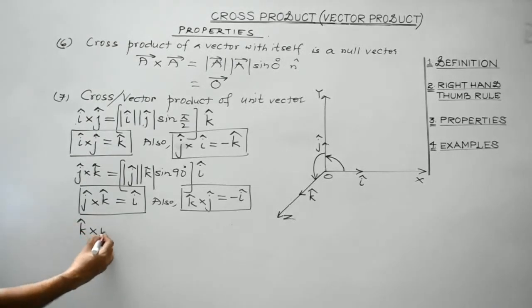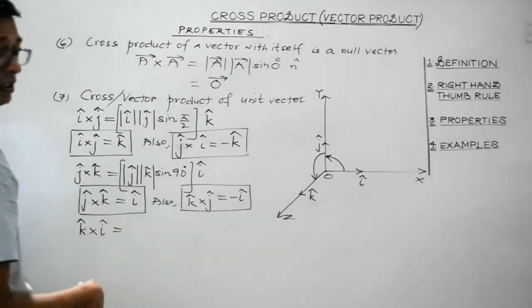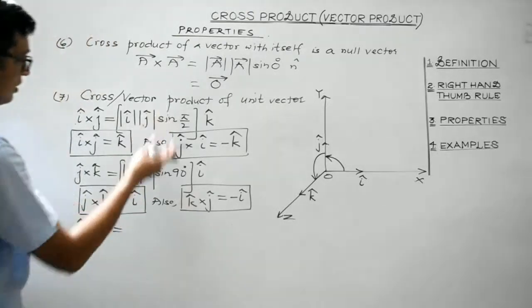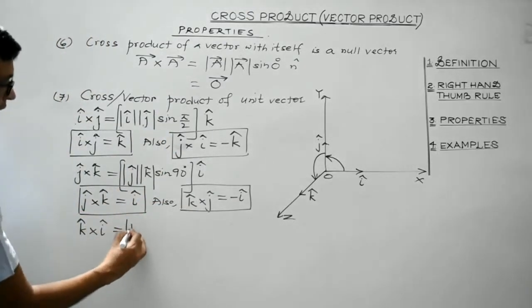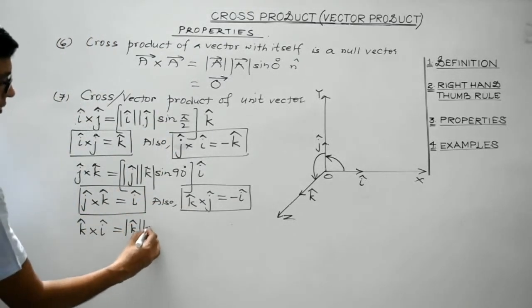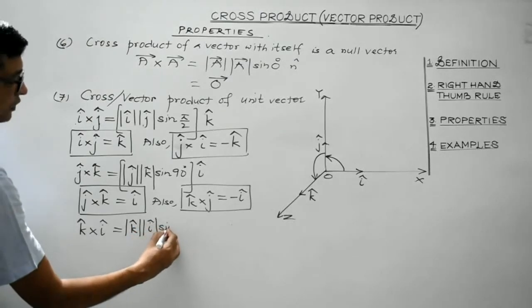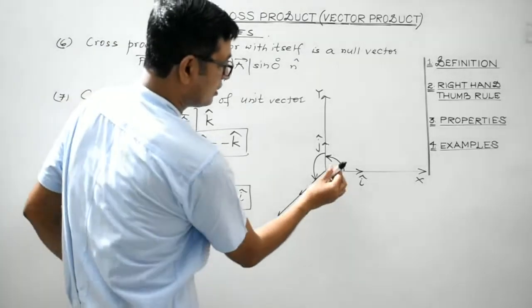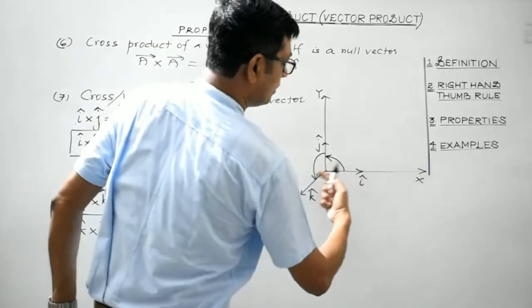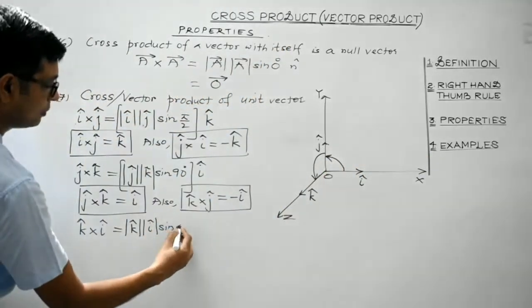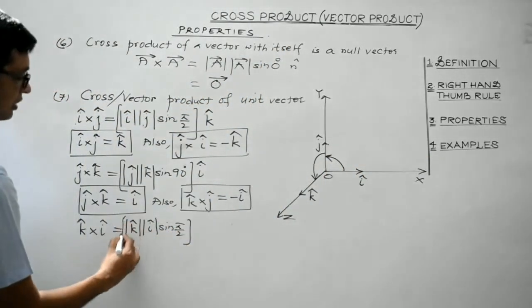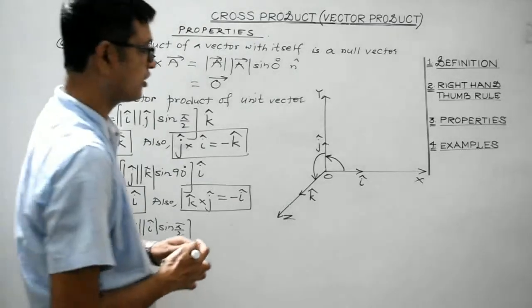k cap cross i cap. As was done in the previous steps, k cross i would be equal to the magnitude of k, magnitude of i, times the sine of the angle between these two. This is k cap and this is i cap. What will be the angle? 90 degrees. All are mutually perpendicular. This will give us the magnitude. And what about its direction?